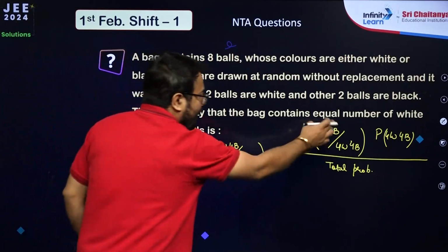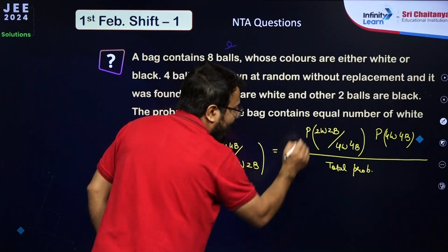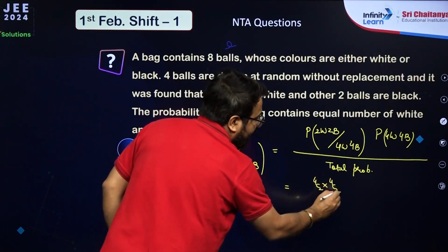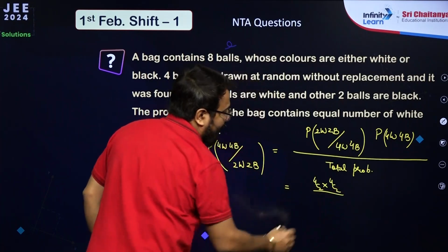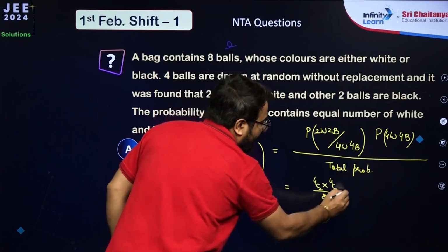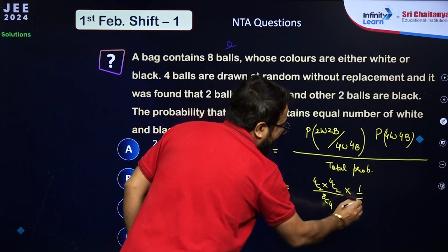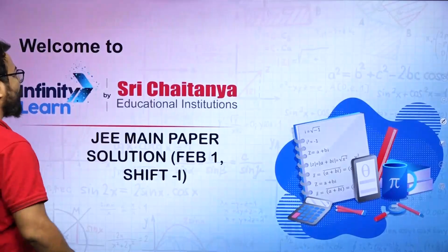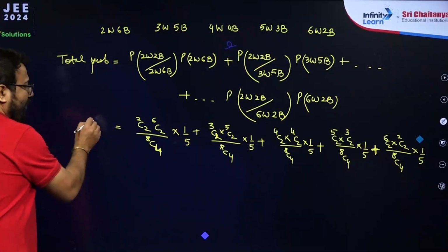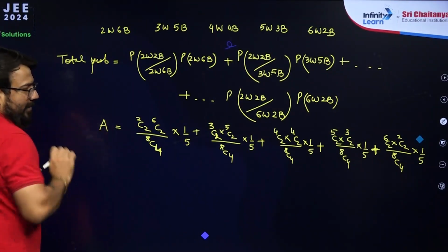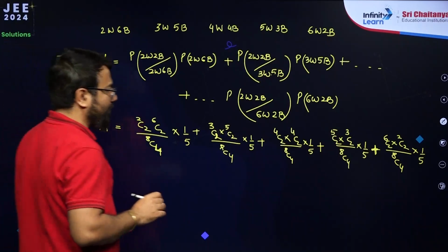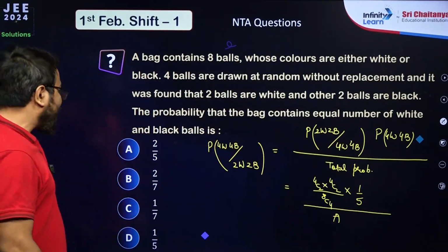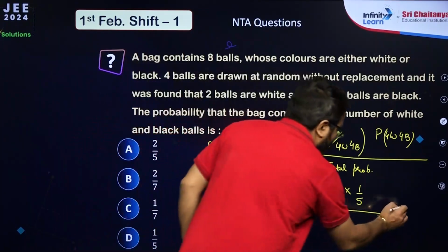And in the numerator, we will be able to write 4C2, then again 4C2 whole divided by 8C4 multiplied by 1 by 5. And this total probability I am assuming here to be a capital A expression. So this is capital A, for example. I am writing the value of capital A over here. Now after simplifying this, I will be able to get the final answer as 2 by 7.